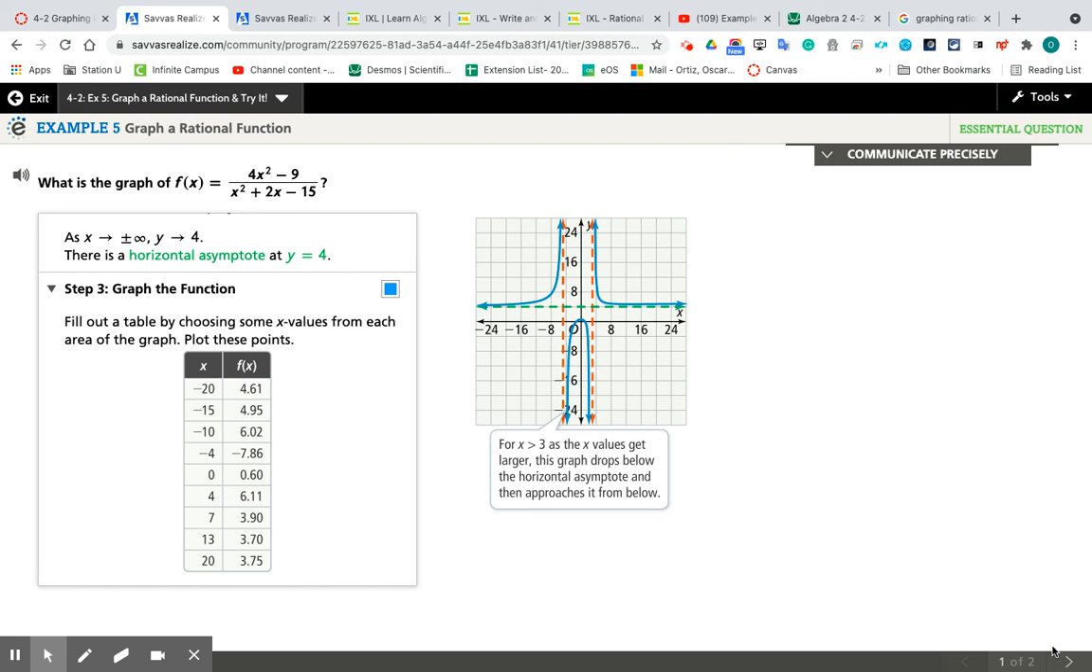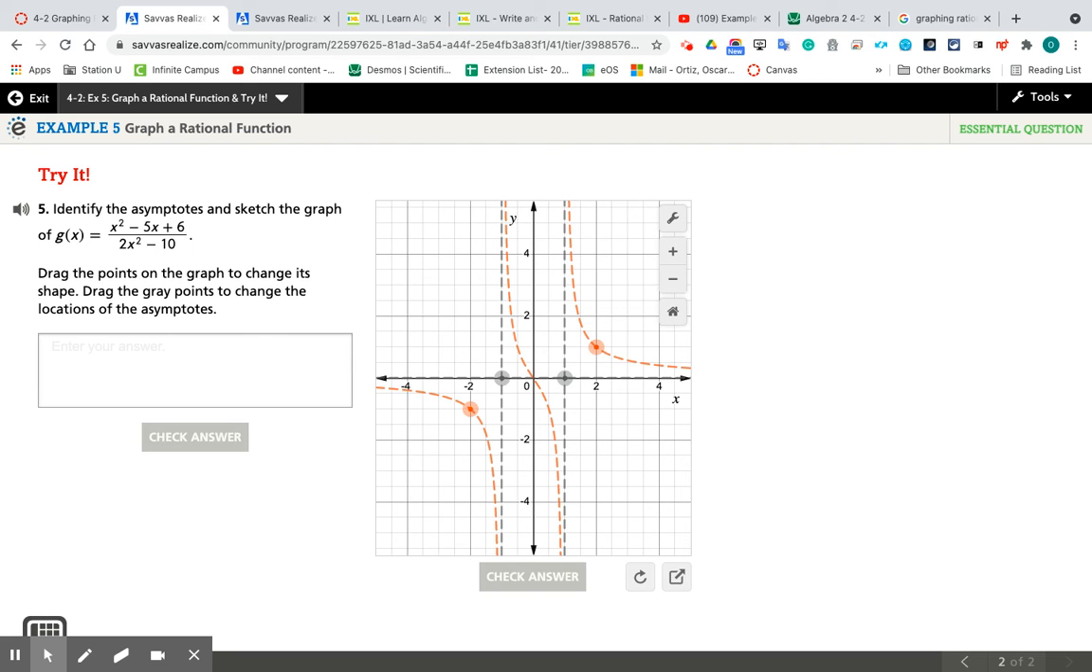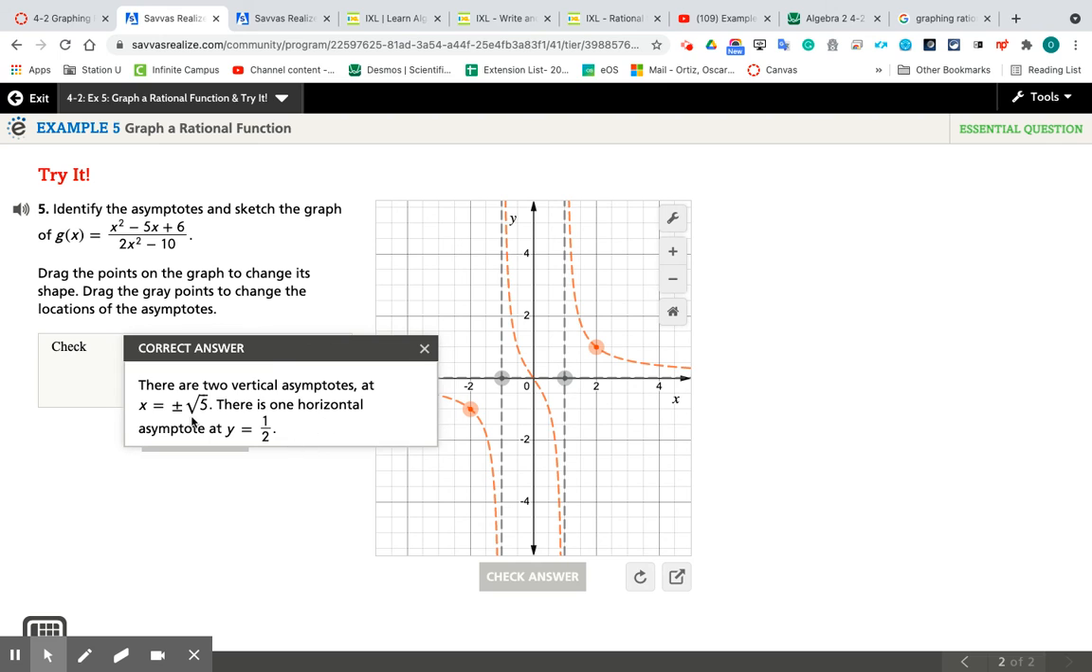So with that in mind, please pause the video and try to go over the whole process here of graphing. Identify the asymptotes and sketch the graph of these. You can drag the points and play with it. And of course, after you try that, you can check your answers. You can compare your answers to the correct answers and see how you did. And please be ready with questions for me.